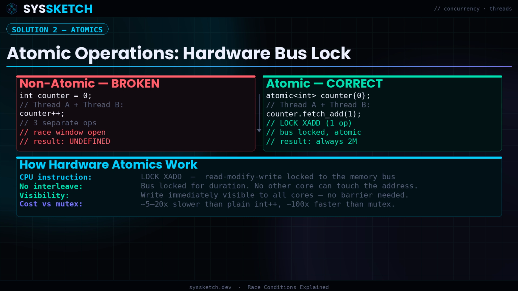Atomics are roughly 5 to 20 times slower than a plain increment, but roughly 100 times faster than a mutex on an uncontended path.